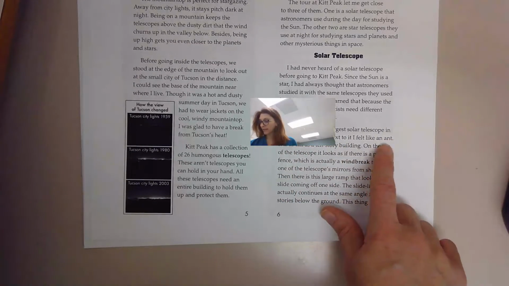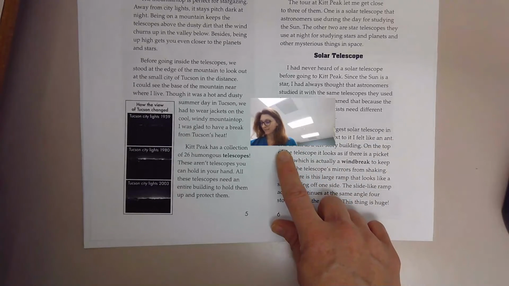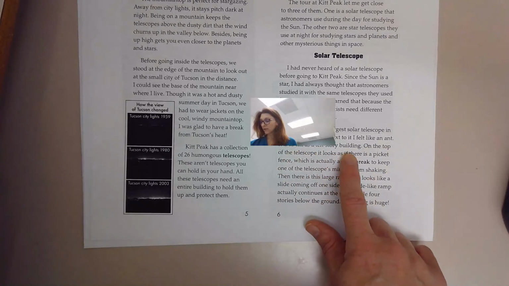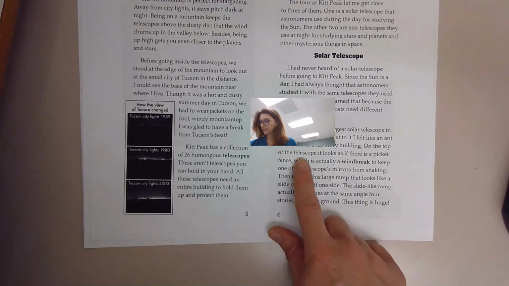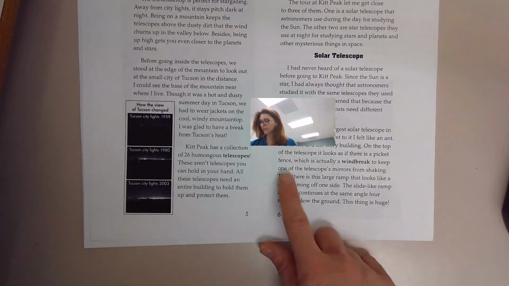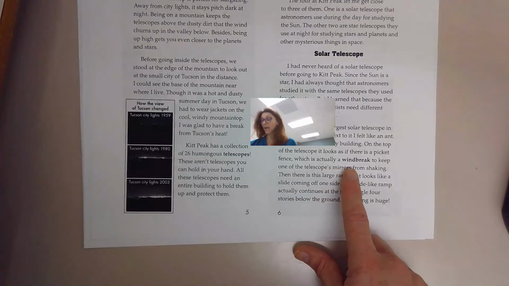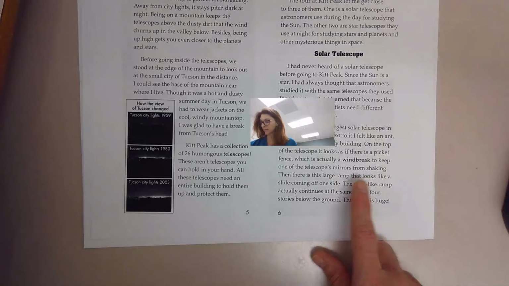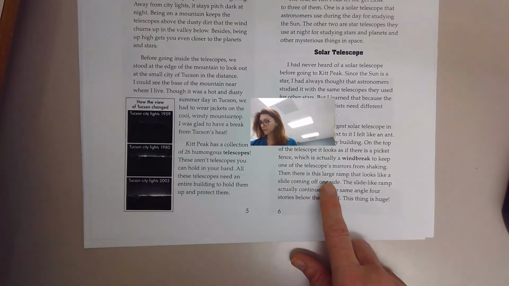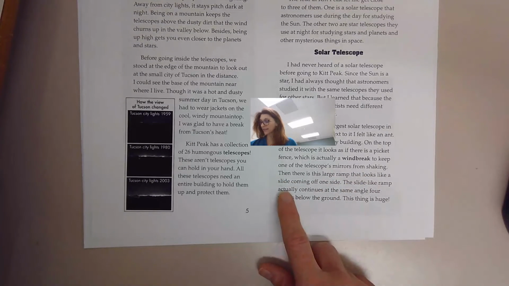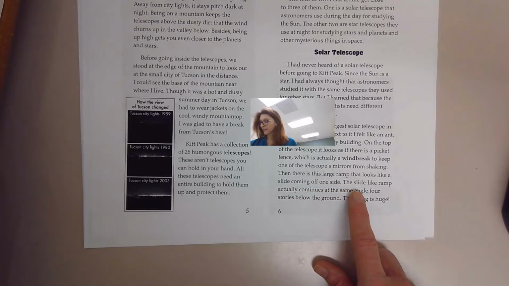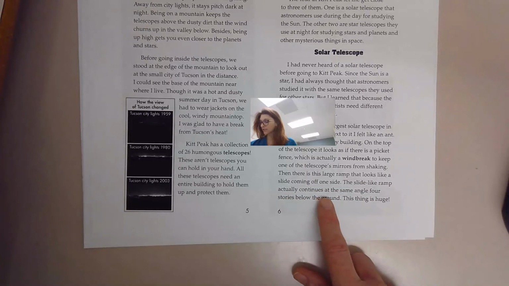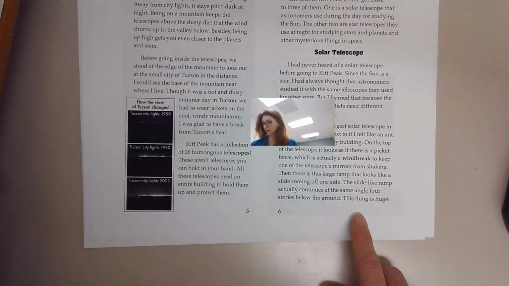Standing next to it I felt like an ant. It is as tall as a 10-story building. On the top of the telescope, it looks as if there is a picket fence, which is actually a windbreak to keep one of the telescope's mirrors from shaking. Then there is this large ramp that looks like a slide coming off one side. The slide-like ramp actually continues at the same angle 4 stories below the ground.